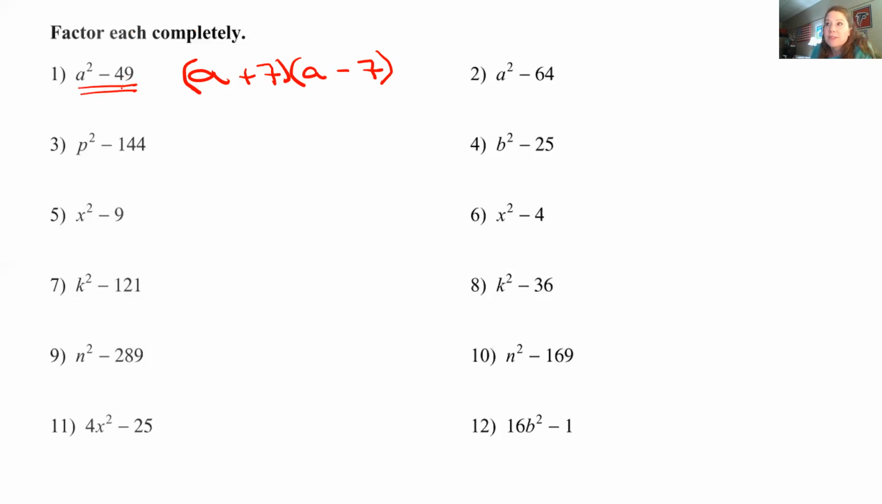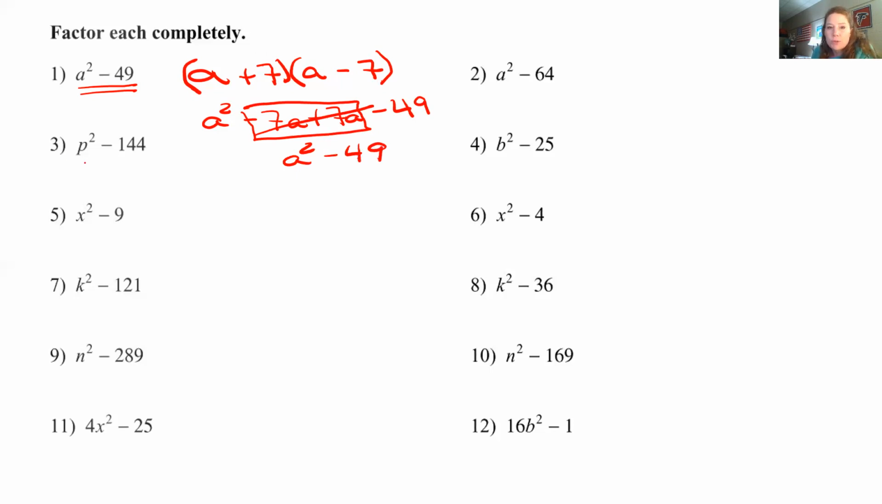And the reason this pattern will always go with the difference of squares is because when you FOIL it, a times a is a squared, a times negative 7 is negative 7a, and a times positive 7 is positive 7a, and 7 times negative 7 is negative 49. What will always happen is these two terms will cancel each other out, so you end up with a squared minus 49.